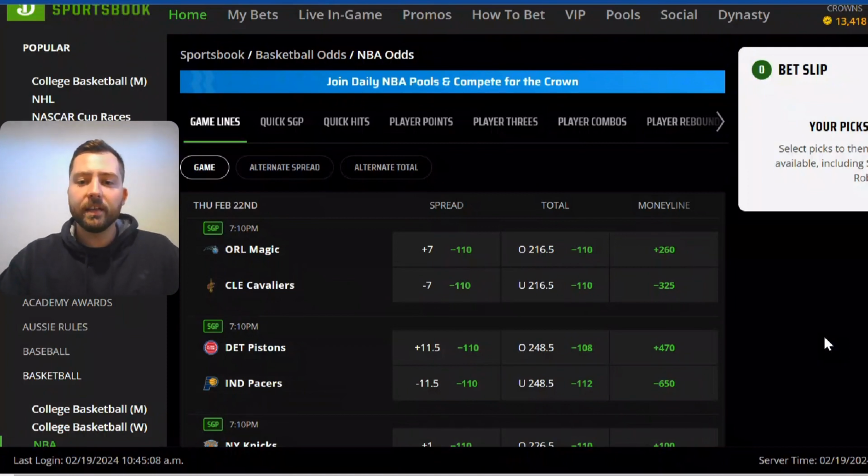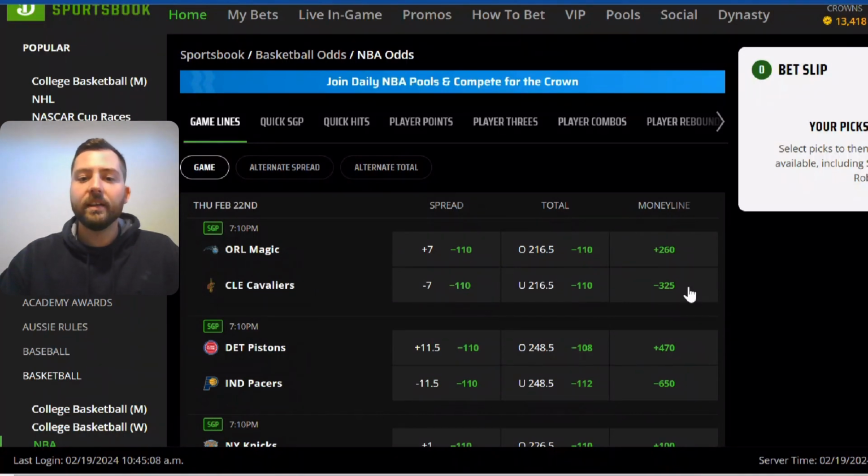Now, let's take a look at these odds here. The odds for the Orlando Magic money line is plus 260, and the Cavaliers money line is minus 325. So what this means is if I wanted to bet the Cavaliers money line, I would have to put $325 on the Cavaliers to get paid out $100. On the other hand, if I put $100 on the Magic at plus 260, I would get paid out $260 in profit. This is because the Orlando Magic are big underdogs in this game. So the payouts vary very differently.